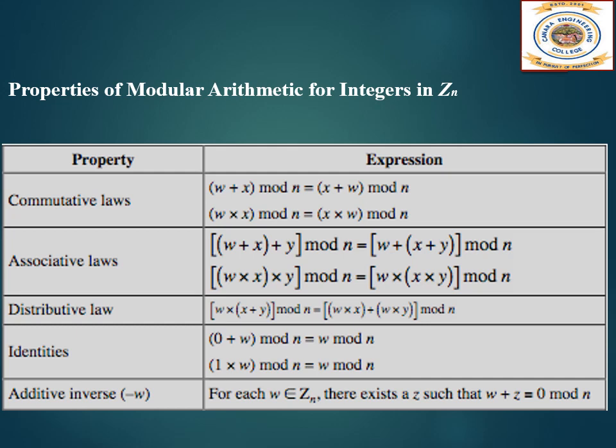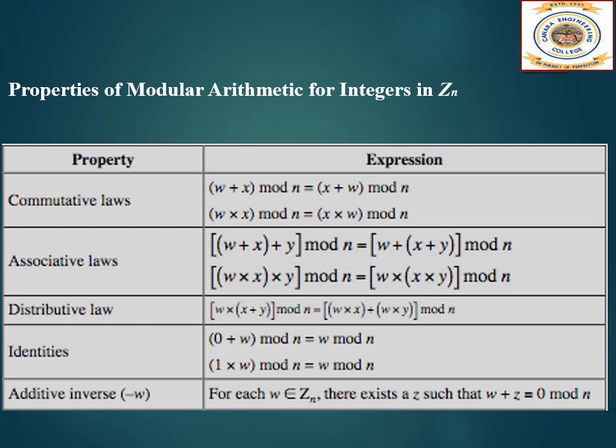There are 5 properties that you have listed out over here. The first one is the commutative laws. What is the commutative law? w plus x mod n is x plus w mod n, and w into x mod n is x into w mod n. What are the associative laws? w plus x plus y mod n is w plus x plus y mod n, grouped differently. What about the next one? w into x into y mod n is w into x into y mod n.